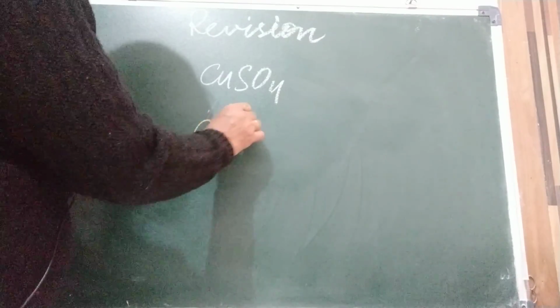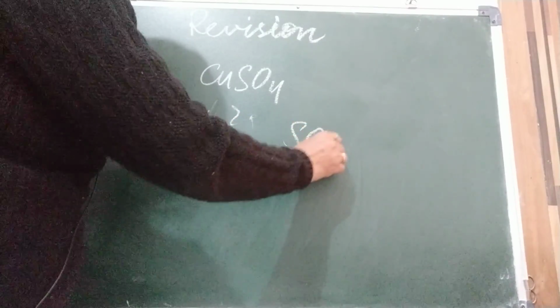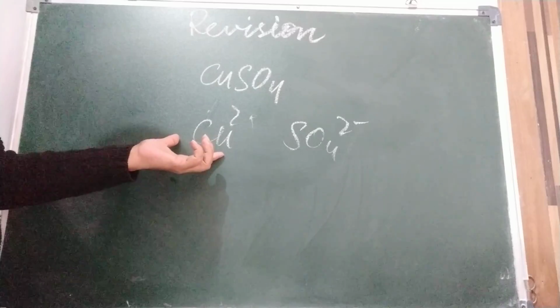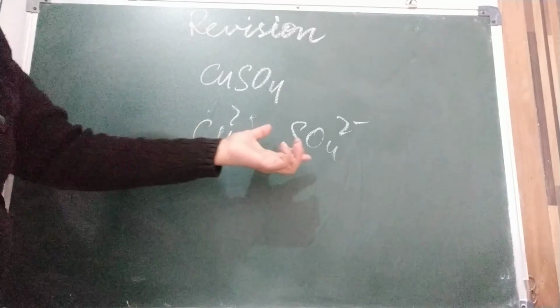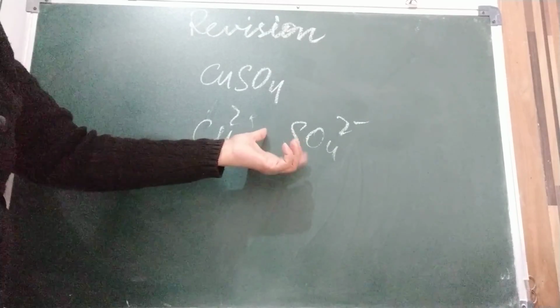When an electrolyte such as copper sulfate is taken, it breaks into copper ion and sulfate ion. When an electrolyte such as copper sulfate is dissolved in water, it breaks up into positively and negatively charged ions. The positively charged ions are called cations because they go to the cathode, and negatively charged particles are called anions because they go to the anode.